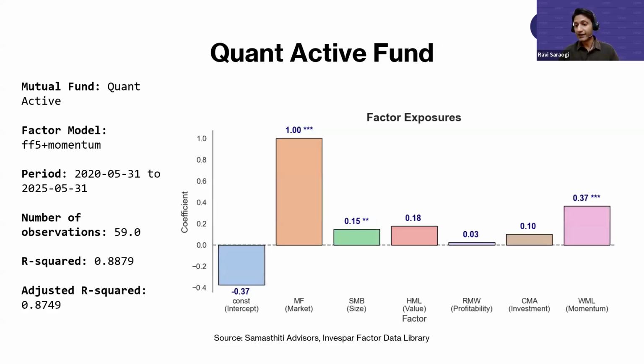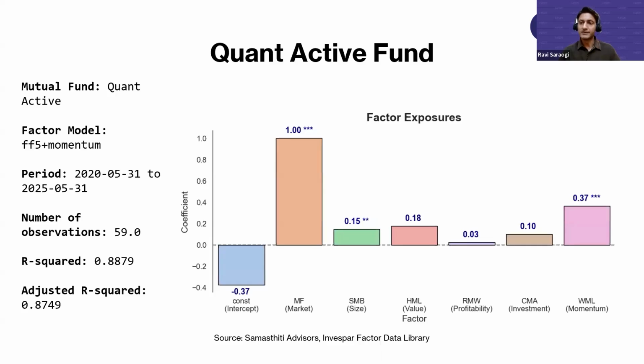The market beta is 1. This is a fund which moves absolutely in line with the market. The SMB, which is the size factor, is at 0.15 and it's statistically significant, 2 stars, which means that this fund does have exposure beyond large cap. So there is mid cap and small cap, of course, in this fund. HML is 0.18. Again, none of these coefficients are statistically significant. The only significant factor apart from size is momentum. So there are 3 stars.